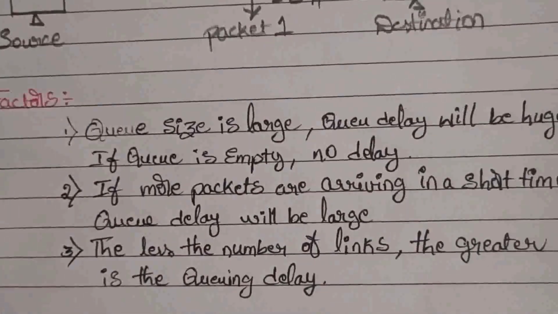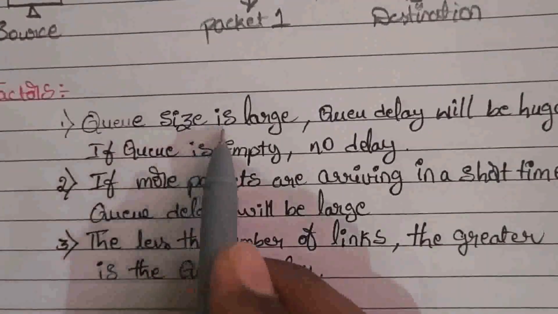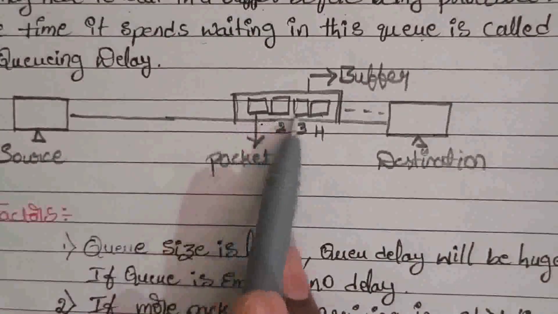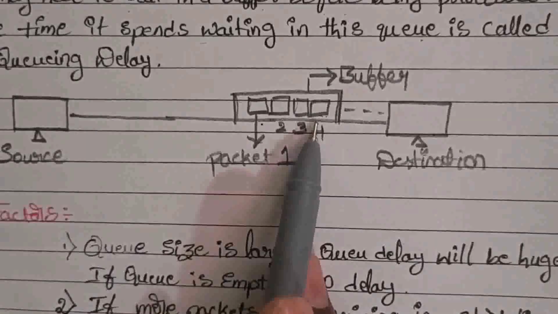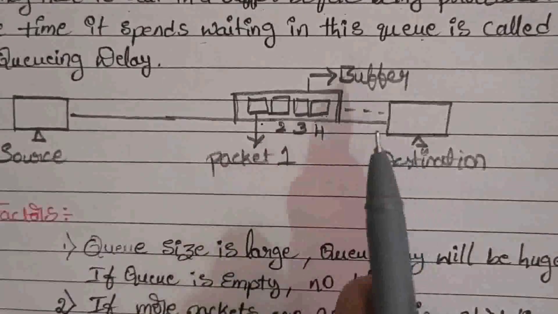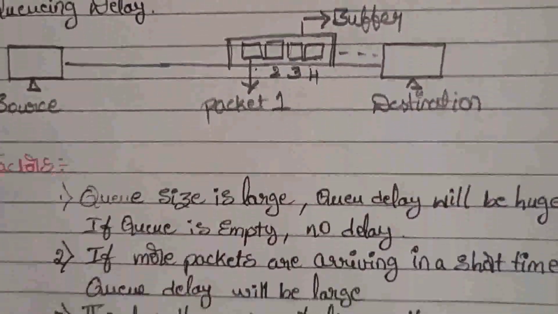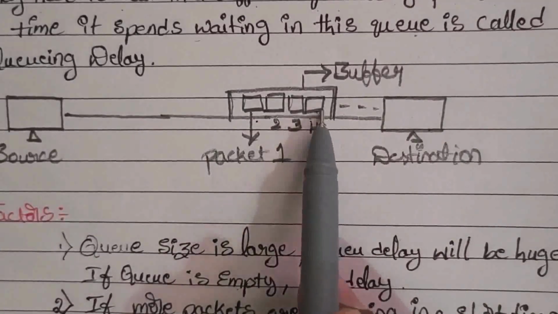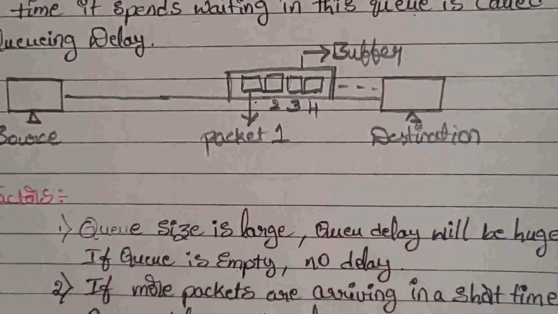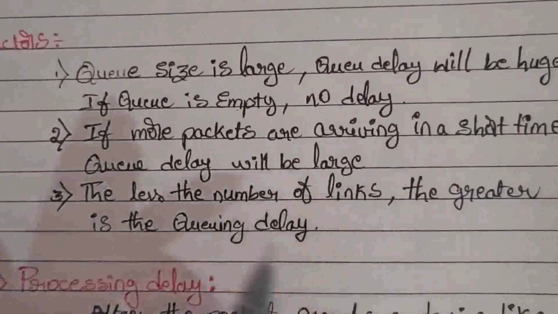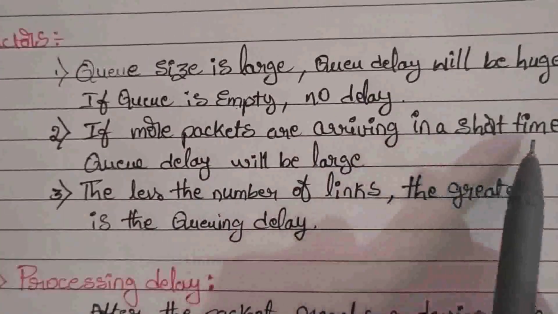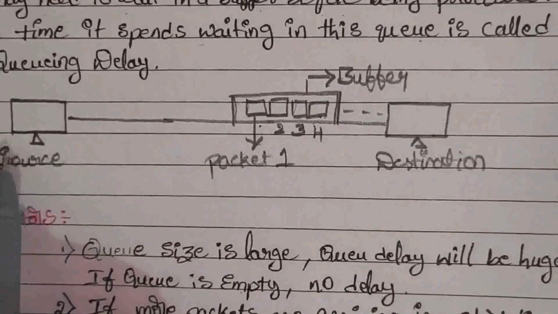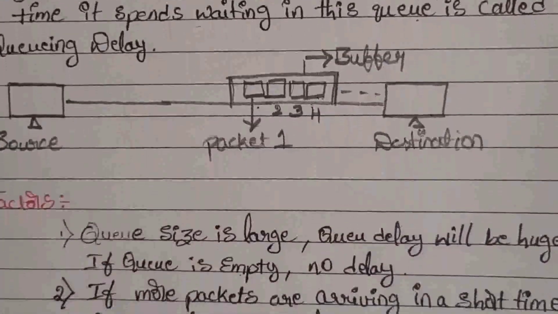Factors that affect the queuing delay. If the queue size is large, the queuing delay will be huge. If here 4 packets are there, and if the packets are 40, then automatically the delay will be higher. If the queue is empty, with only one packet, that packet is processed directly by the system, no delay. If more packets arrive in a short time, the queuing delay will be large. If system A sends 40 to 50 packets at a time, the delay will be more.